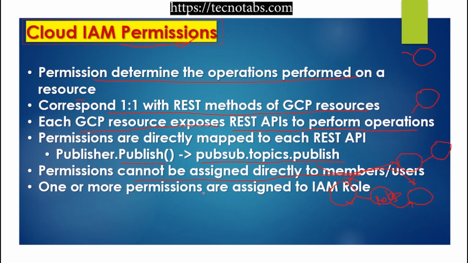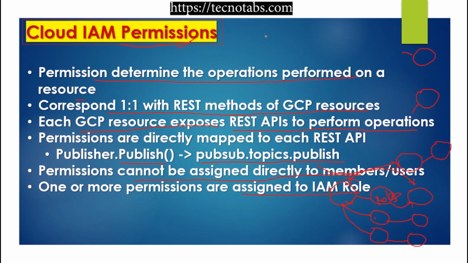One or more permissions are assigned to an IAM role. That is, there can be n number of roles here. Let's say that this is an IoT role and this is a storage admin role. So one particular user can have as many roles as possible depending on the project requirement to perform operations on different kinds of resources based on their role in the project. All right, so this is all about permissions.